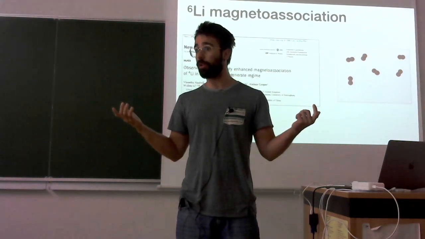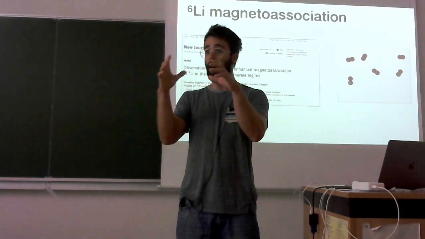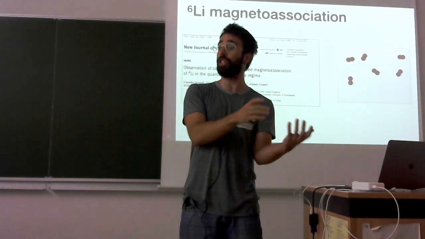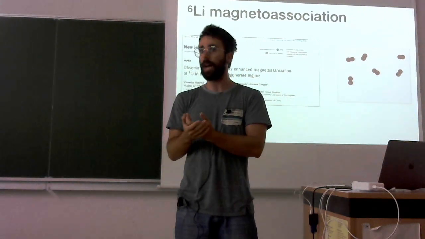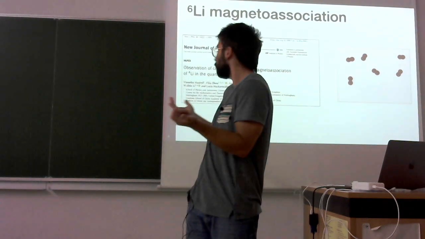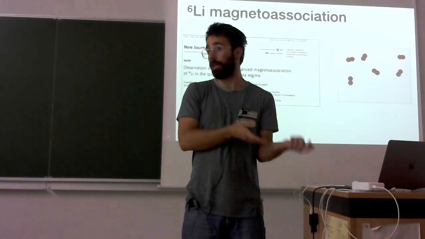So if you have a gas of lithium atoms only, you have a Fermi gas. But with this magnetic field, you can change from a Fermi gas to a bosonic gas, and all the properties change completely, from a fermionic gas to a bosonic gas.